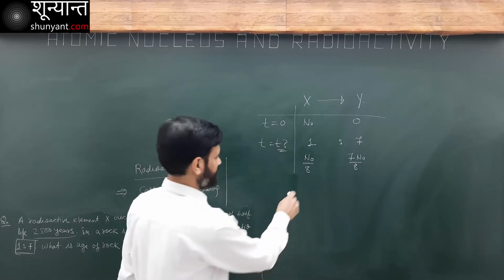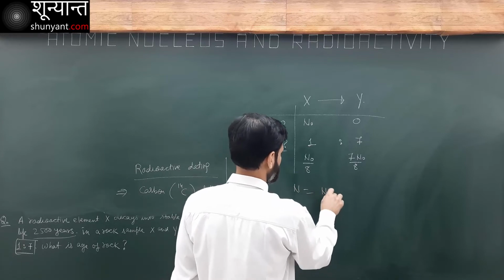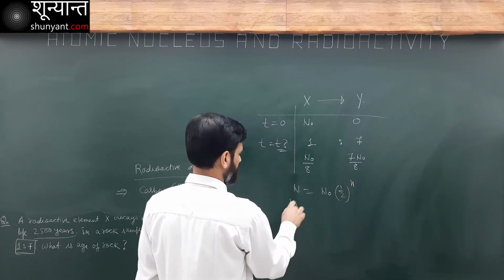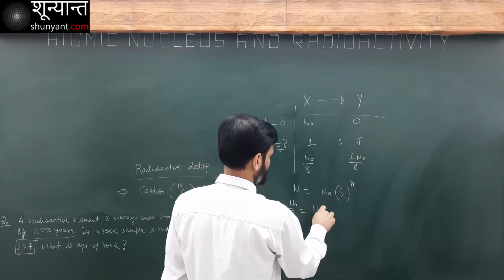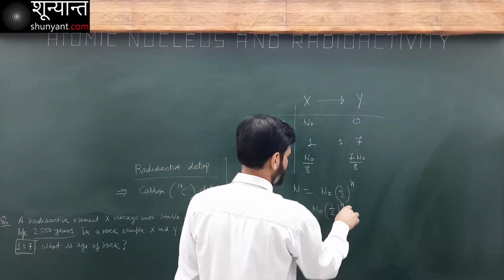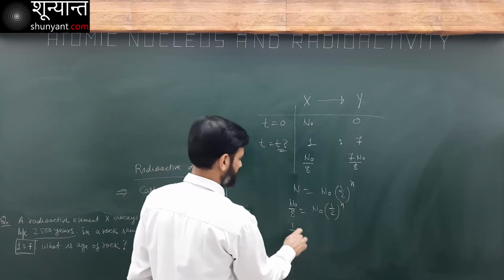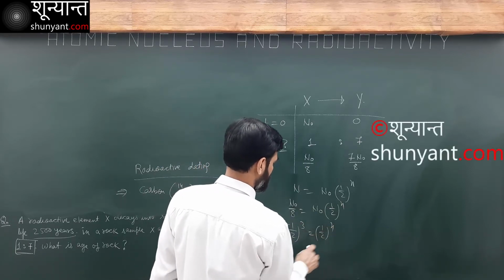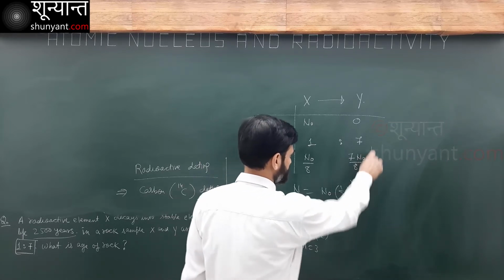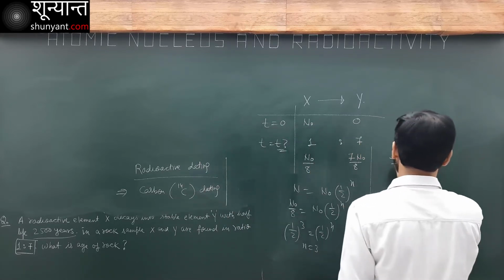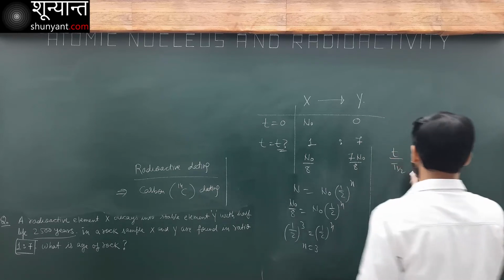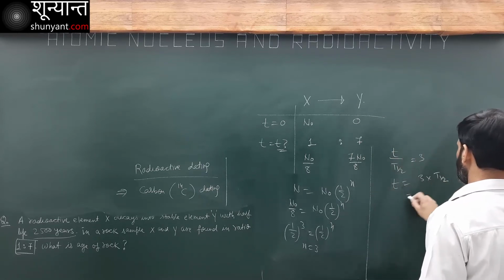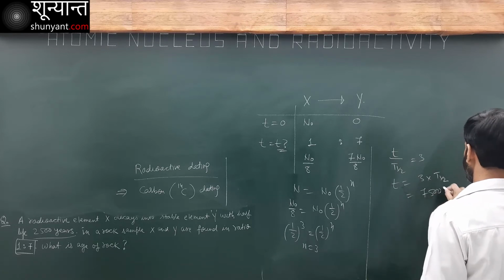I will write it like this. N is N naught times half to the power n. So N naught over 8 is N naught times half to the power n. This is like half to the power 3 is half to the power n, so n is 3. So T over T half is equal to 3. So the time is 3 half-lives. This will be 7500 years.